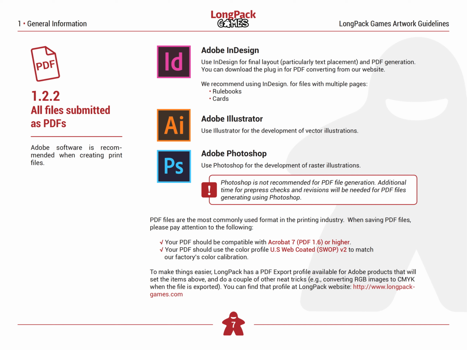When saving PDF files, please pay attention to the following. Your PDF should be compatible with Acrobat 7, PDF 1.6 or higher. Your PDF should use the color profile US Web Coded SWOP version 2 to match our factory's color calibration. To make things easier, LongPack has a PDF export profile available for Adobe products that will set the items above and do a couple other neat tricks, e.g. converting RGB images to CMYK when the file is exported. You can find that profile at the LongPack website, http://www.longpackgames.com.